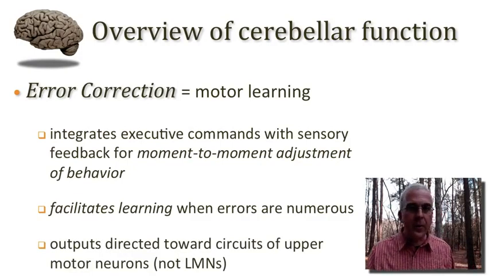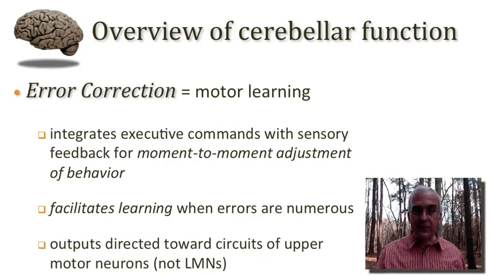Now, one key point that I want you to appreciate about the organization of the circuits of the cerebellum, we'll come to this in the second part of this tutorial, is that the cerebellum does not engage the lower motor neurons directly. In this sense, it's similar to the basal ganglia, which also did not engage lower motor neurons directly. Rather, the output of the cerebellum is directed towards circuits of upper motor neurons. And one important means by which the cerebellum will do so is by interacting with the thalamic nuclei that send projections to the motor cortex.